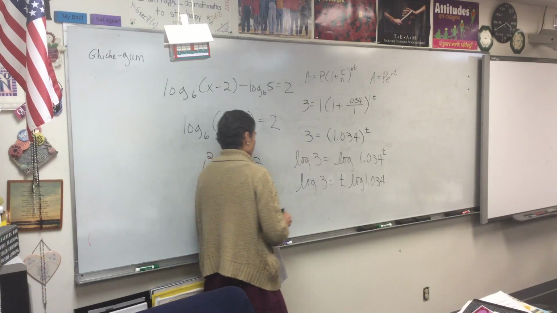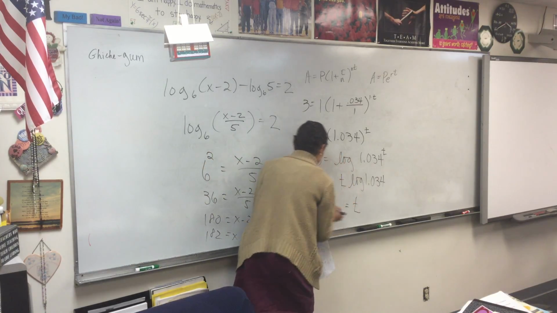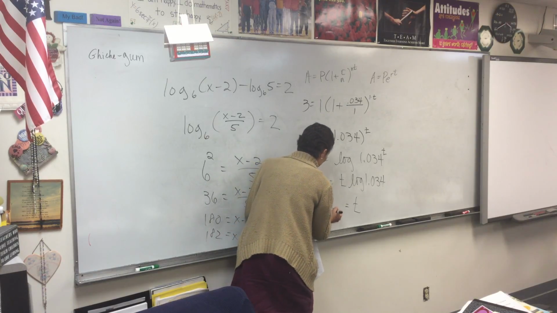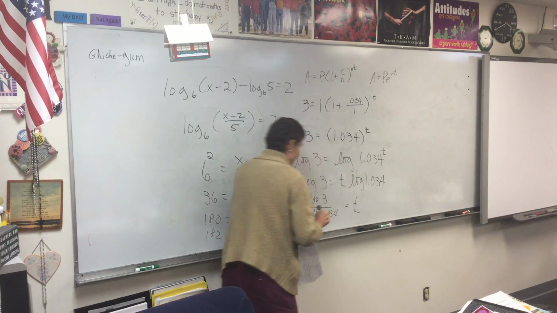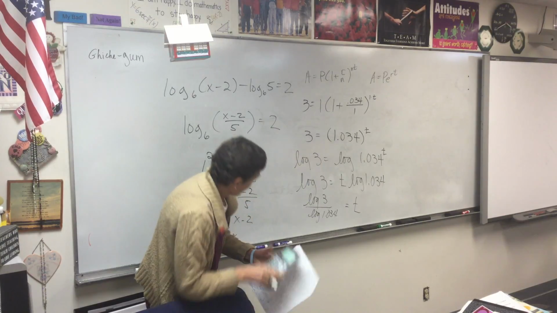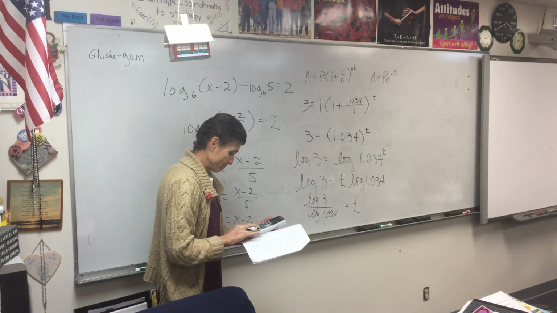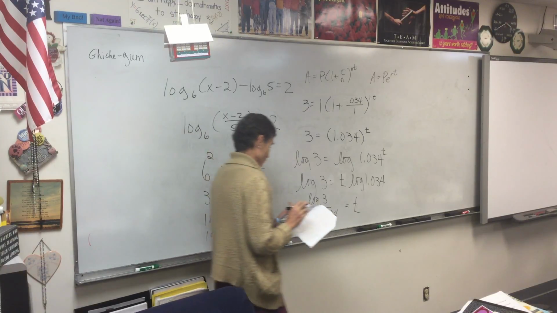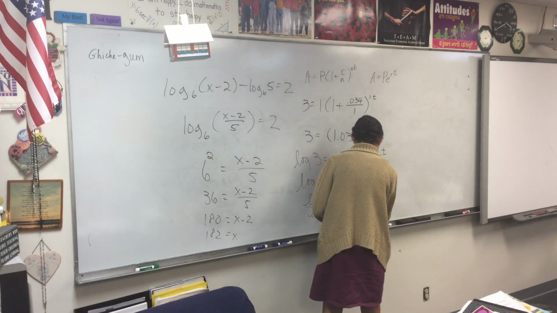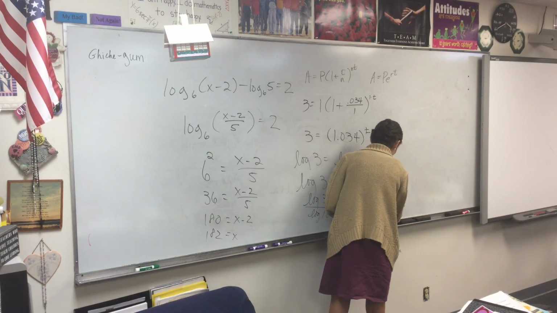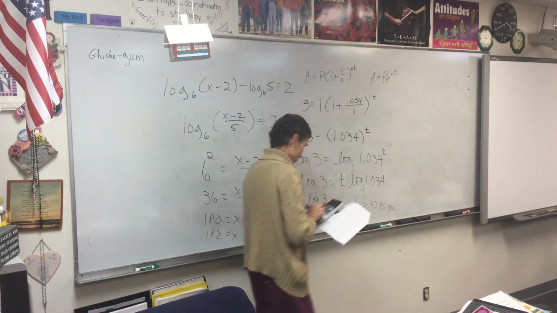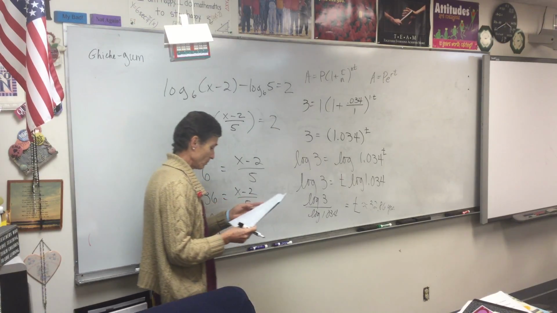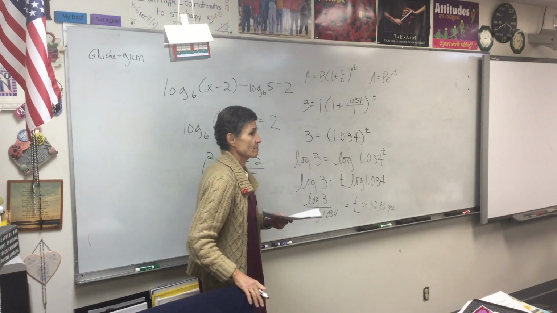So we've got our logarithm of both sides. We'll type in the log of 3 divided by the log of 1.034. And that works out to be what? 32.86. So it's going to take about 32.86 years to triple your investment.